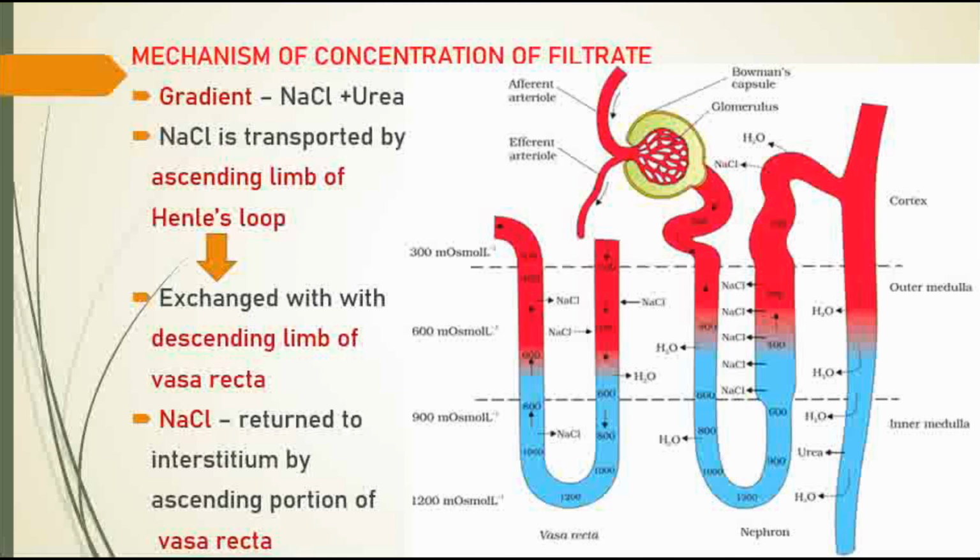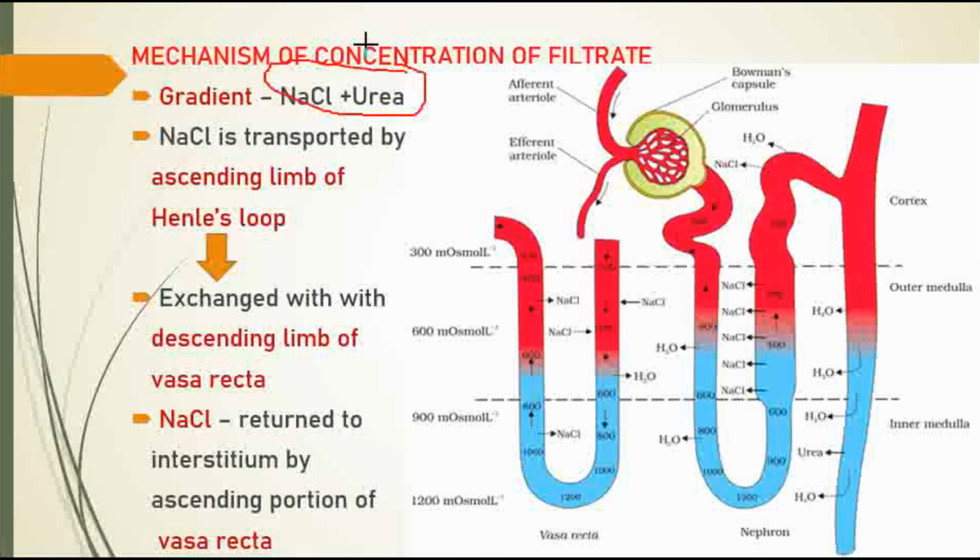Next, the gradient. We have seen the increase in osmolarity. The gradient is mainly created by NaCl, that is sodium chloride, and urea.